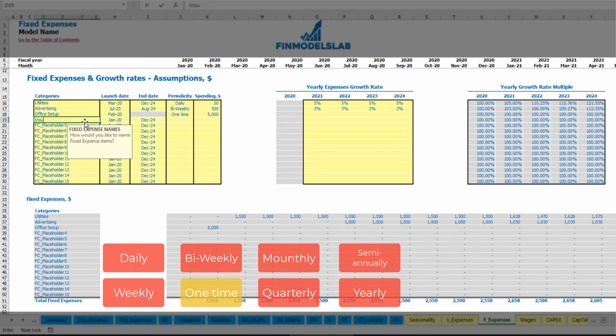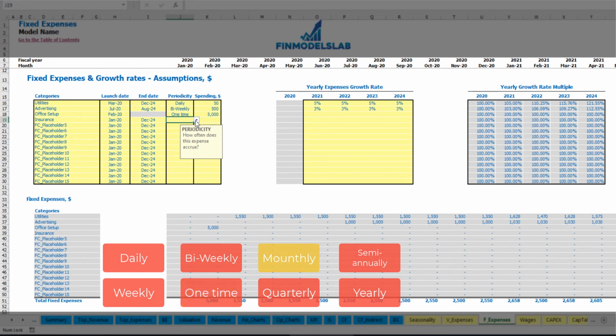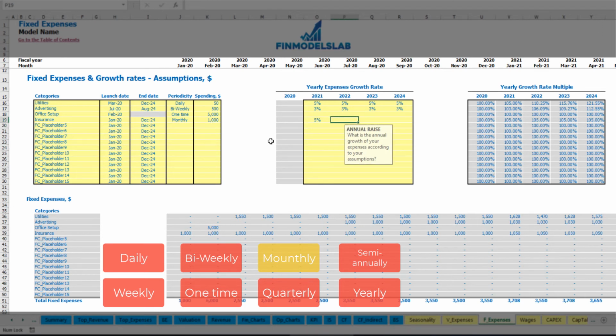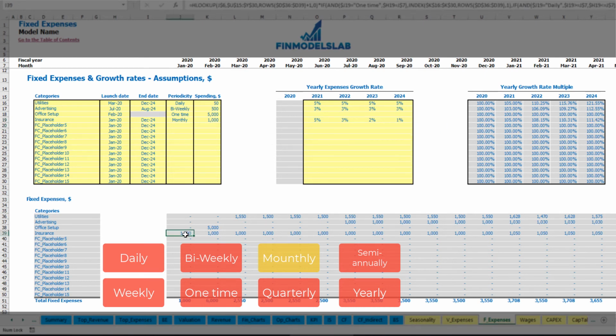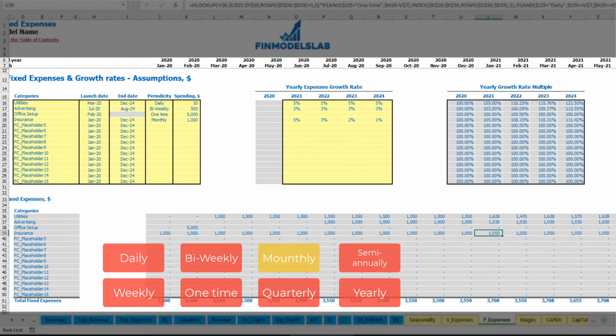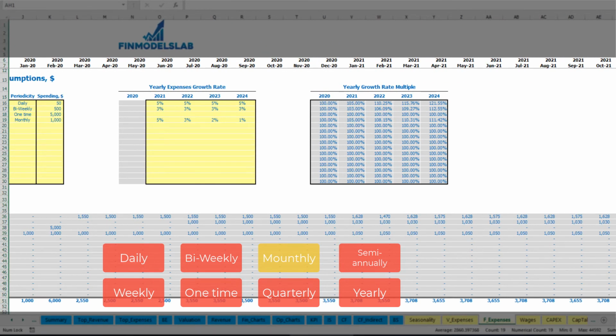Another option, insurance. Let it start from January 20 till the end of the model, and it can happen monthly with $1,000 per month, with 5% of growth first year, 3% of growth second year, 2% of growth third, and 1% year number 4. So you may see this calculation here. Starting from January 21, it will grow by 5%, which is $50. And starting from January 22, it will grow by 3%, which is additionally $32.